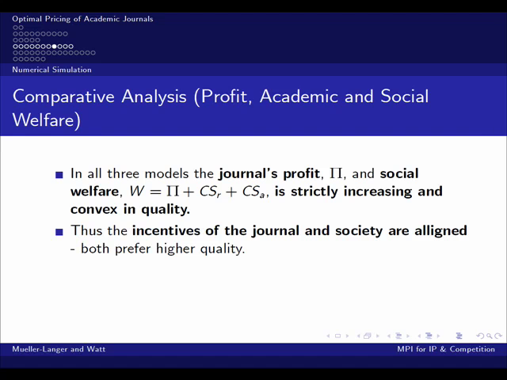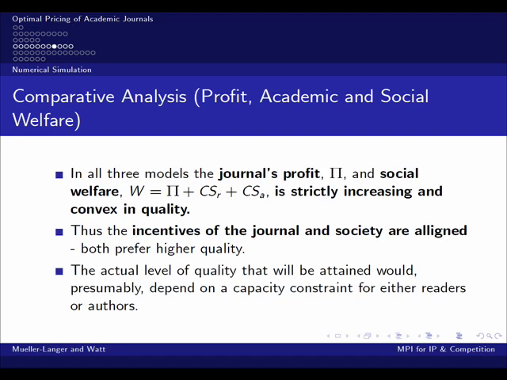Okay, so the capacity constraint will result in some level of quality where the capacity constraints, either on the author side or on the reader side, bind.